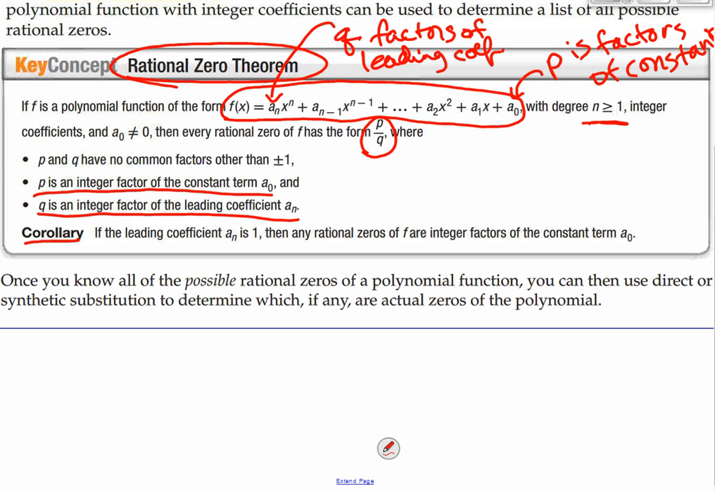So once we know all the possible rational zeros, then we start our process of synthetic division to find them. And if you remember, once we find one, we get that depressed polynomial. So we get a little shorter version to divide.